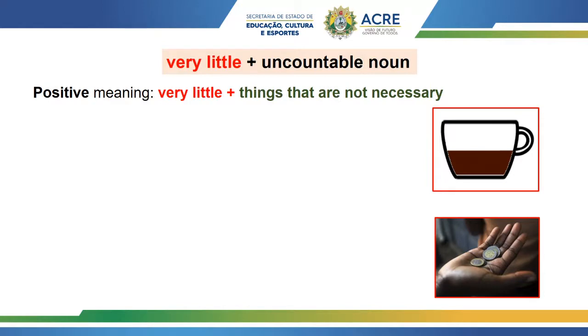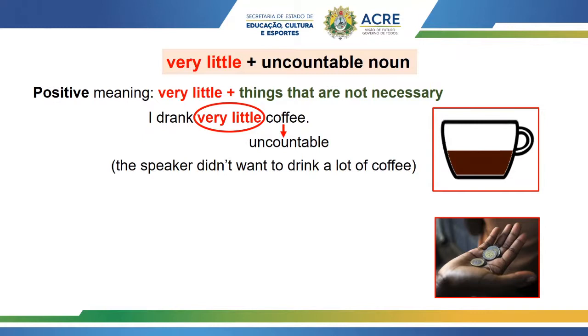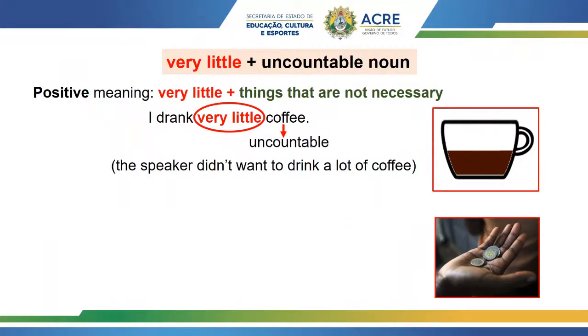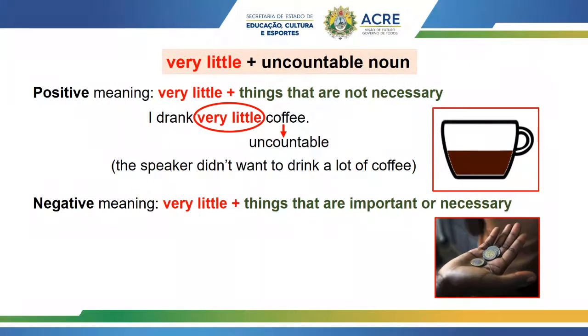Let's see the positive meaning. Very little plus things that are not necessary. Example, I drank very little coffee. Very little plus uncountable noun. The speaker didn't want to drink a lot of coffee. It's not a problem. It was not necessary or important. That's why this sentence has positive meaning.